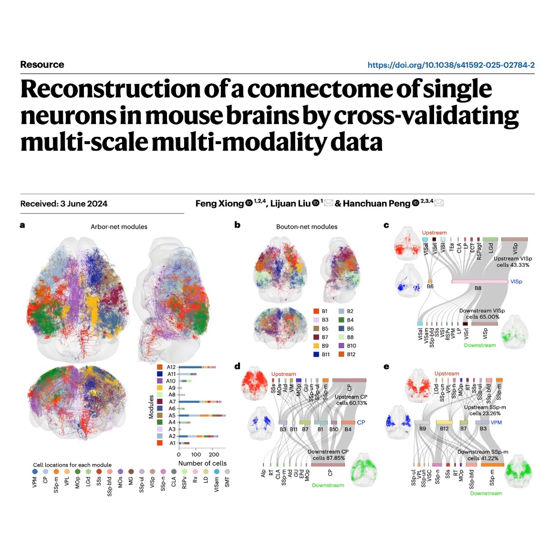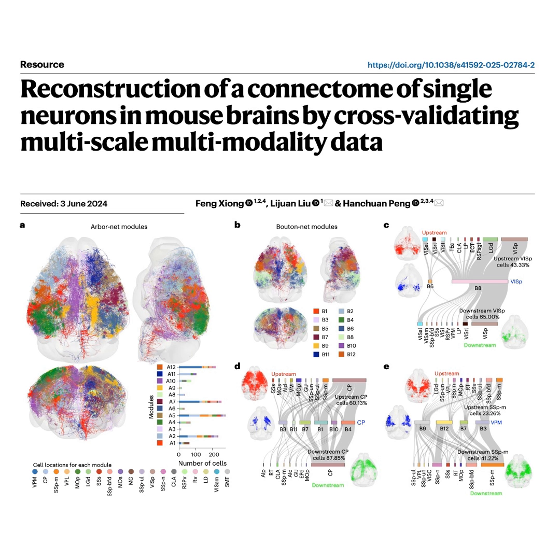When they ran a standard clustering algorithm, the arbor-net fell into 12 groups, A1 to A12. And the bouton-net, same thing, 12 groups, B1 to B12. That repeatable grouping is a huge sign that there's a real non-random organization happening even at the single cell level. Can you give us a concrete example? What does one of those modules look like in the brain?